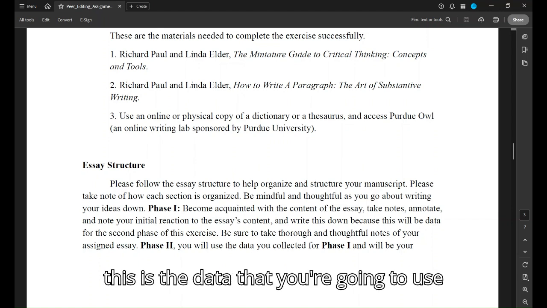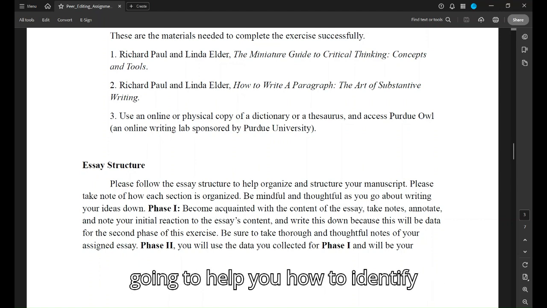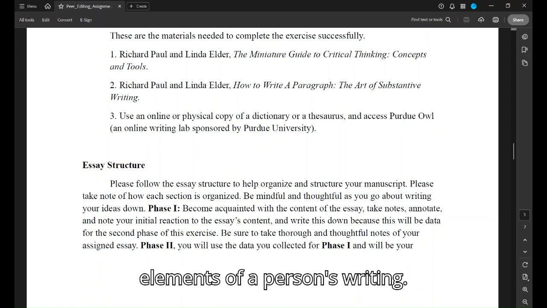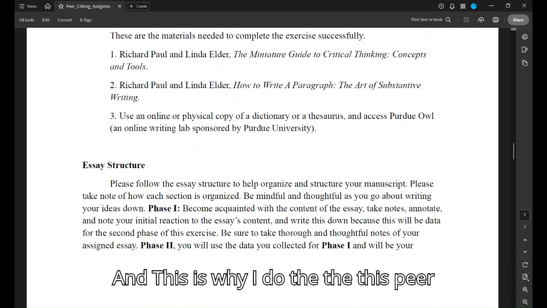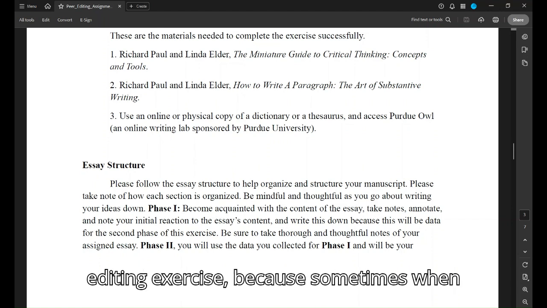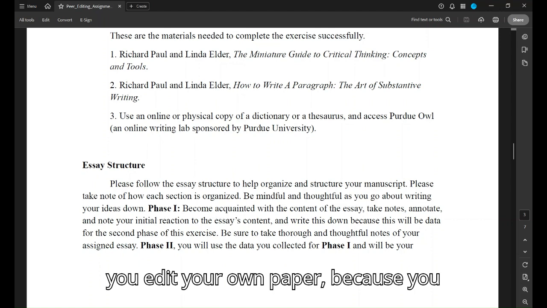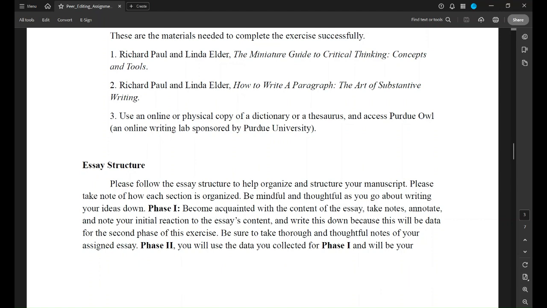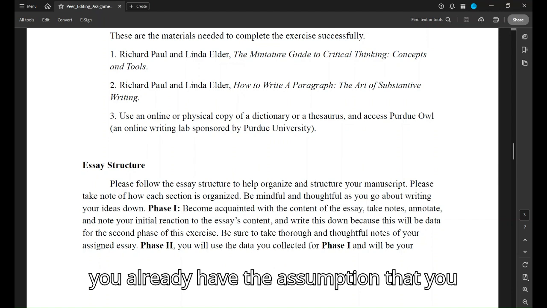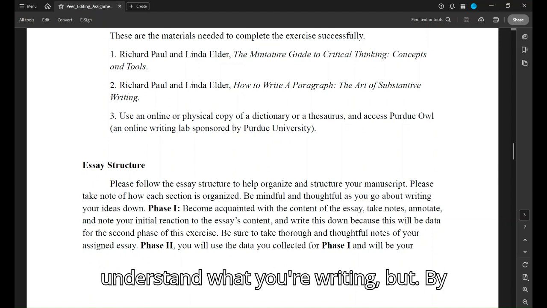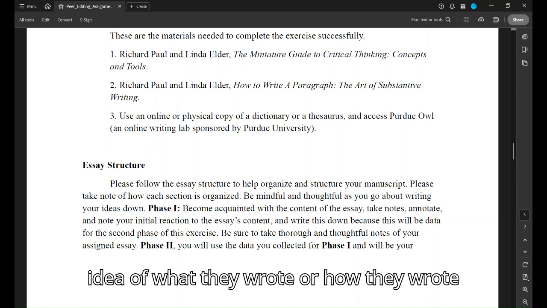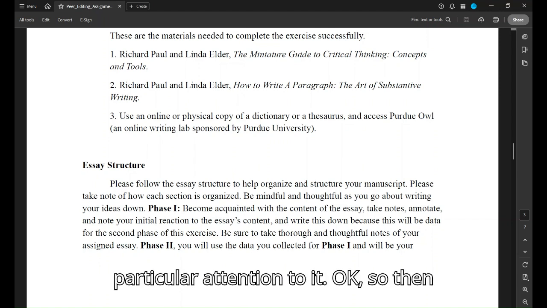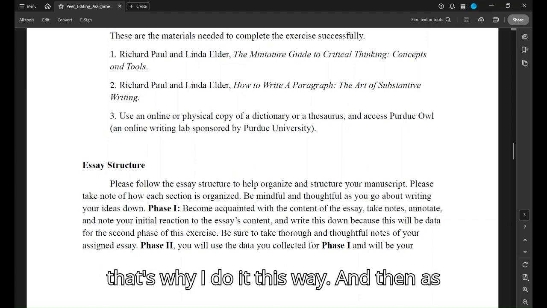Because this is the data that you're going to use to write the second essay, but it's also going to help you identify elements of a person's writing. And this is why I do this peer editing exercise, because sometimes when you edit your own paper, because you wrote it yourself, you already have the assumption that you understand what you're writing. But by reading someone else's paper, you have no idea of what they wrote or how they wrote it. So then you have to pay more particular attention to it. That's why I do it this way.